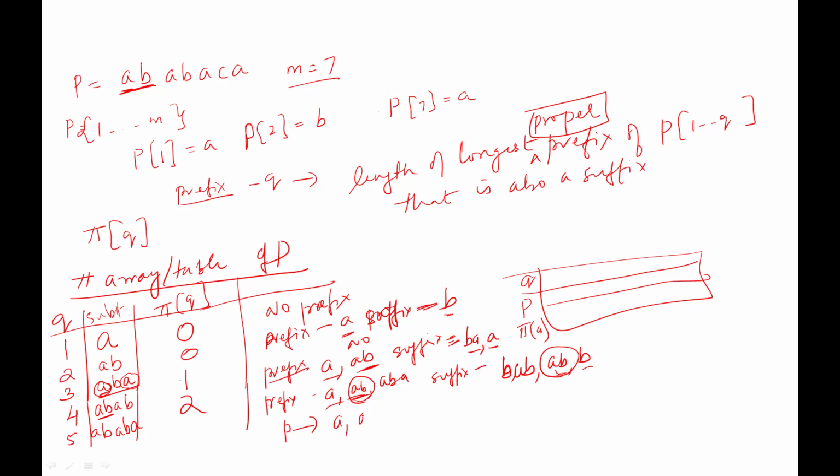We have A, AB, ABA, ABAB. That's all. Now suffix we got BABA, then what? ABA, then we have BA, then simply A.